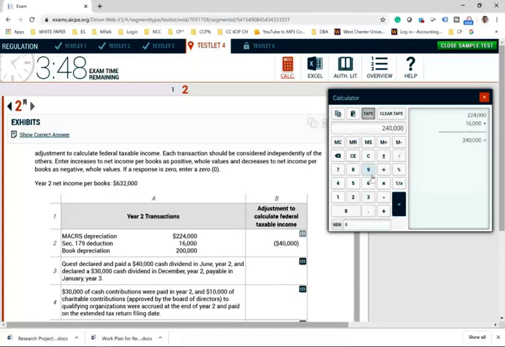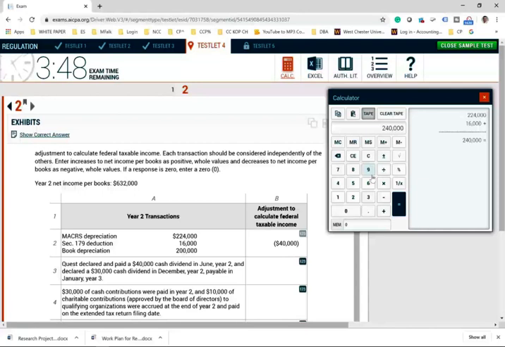Now, in the example, they could give you the reverse, where the book deduction is higher than the tax deduction, then you have to do the opposite. So you have to understand how the information is given. Usually, but that's not always the case, they tell you tax deduction is greater than book deduction. Therefore, you need to deduct an additional amount, the difference, to arrive at your federal taxable income.